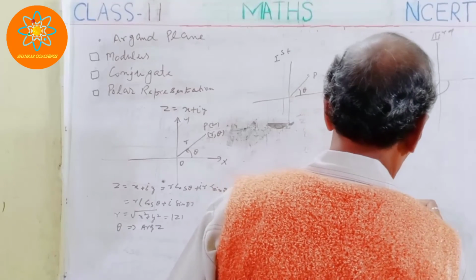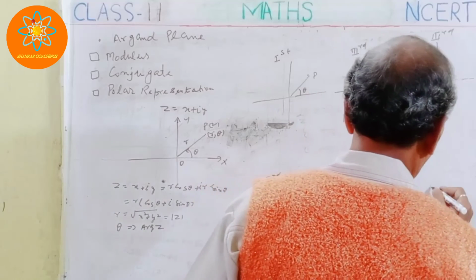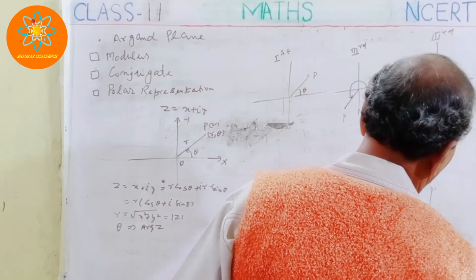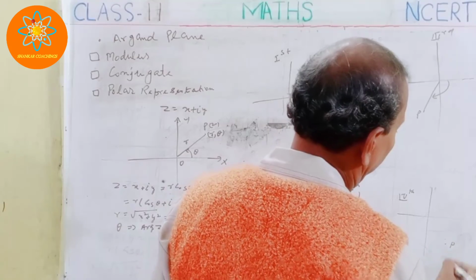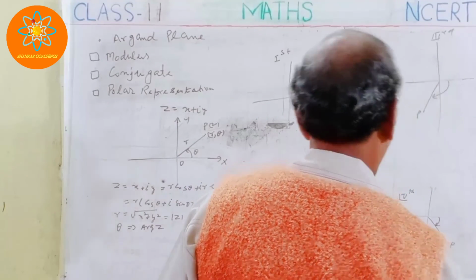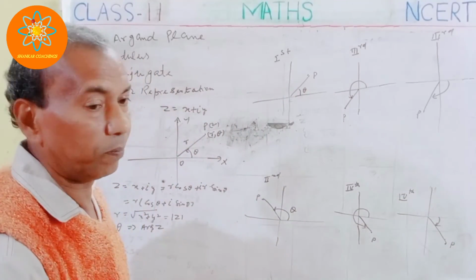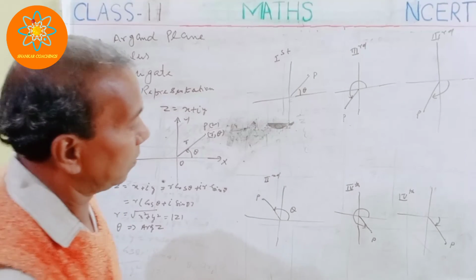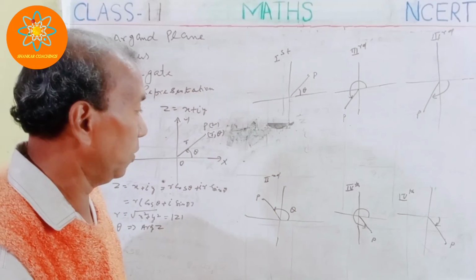Then similarly for the fourth coordinate, suppose it is somewhere here, in the fourth coordinate. So what is the value in that case? In that case, the value will be like this, in the interval minus pi to pi. This is called the principal argument.